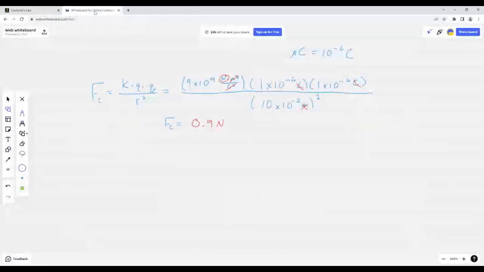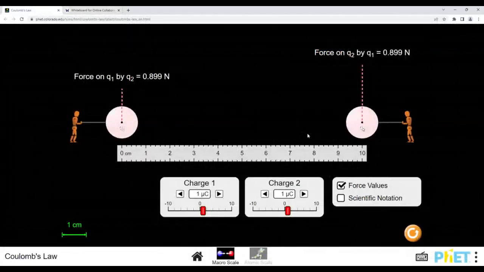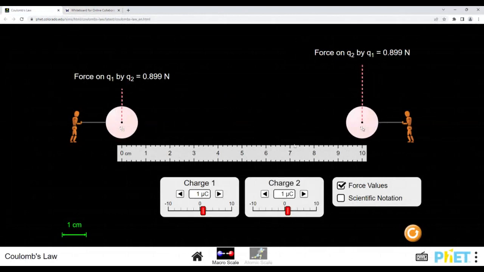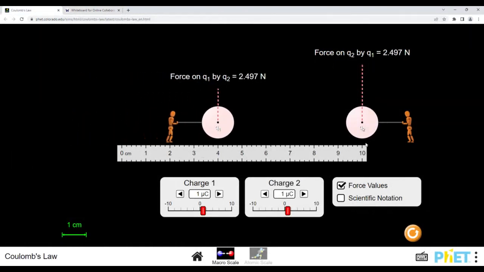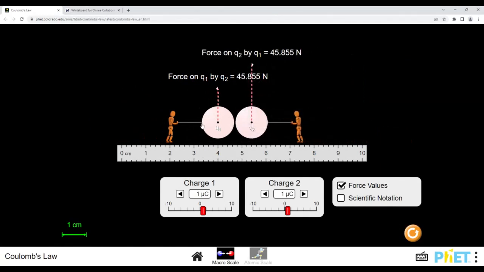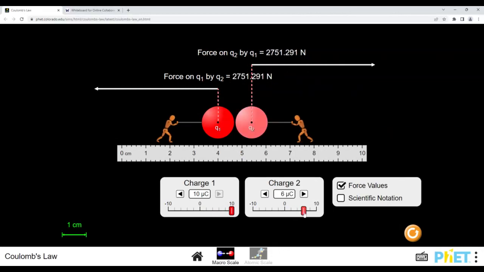Okay, if we want to go the other direction now, so we found the smallest possible answer. If we want to find the biggest possible answer, then we want to do basically all the opposite things. So I want to move these as close together as I can get them. So, you know, we can't make them actually touch, but we can bring them really, really close. And then we also want to make sure that we use the largest charges we can get. So as I'm increasing one, notice that the force is getting bigger. So if I increase the other one, I can make the other force even bigger.